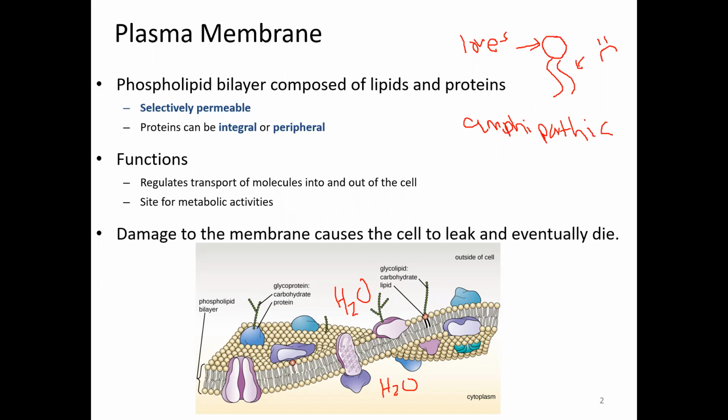These head groups right here that I'm drawing the lines from, these are hydrophilic. They love water. These tails are hydrophobic. They do not like water. So they prevent most molecules from being able to cross the membrane. Okay, so aside from phospholipids, what else is in a membrane?